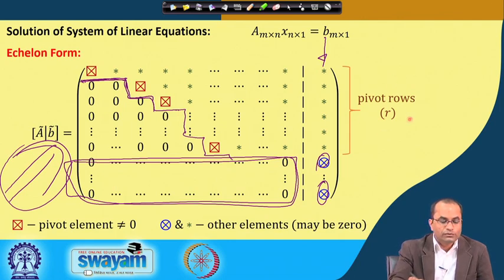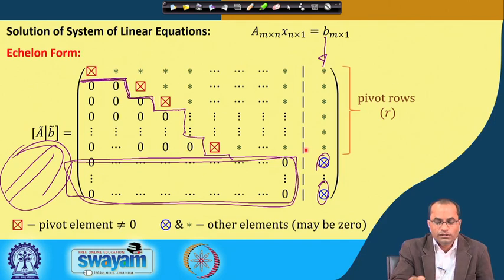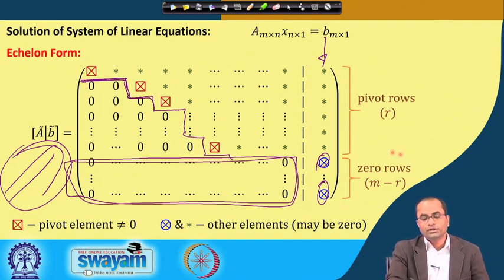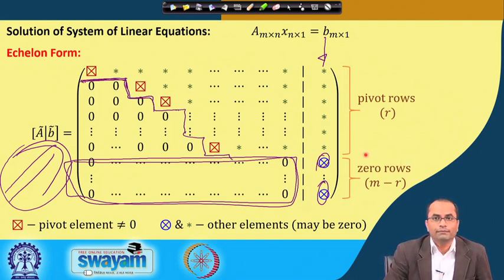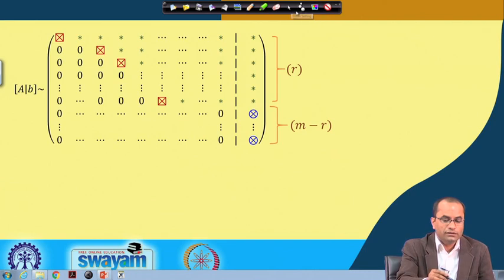So, these are the pivot rows, because each row has a pivot here. These are the pivotal rows, pivot rows, and the rest here, these are called the 0 rows. So, if these are the r in number, which is usually the notation we use for pivot rows, and we have a total of m rows, then naturally these 0 rows will be m minus r. This is the structure which we will be using.